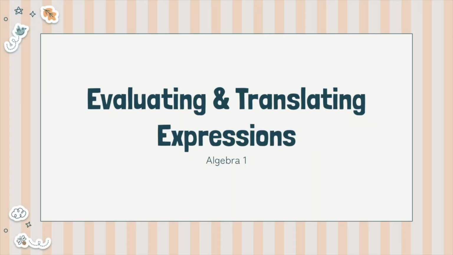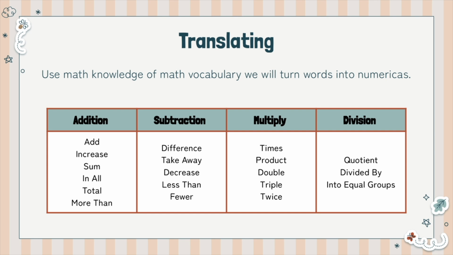Welcome back. Today we're going to be talking about evaluating and translating expressions. So let's go ahead and take a look at some key terms we need to know. Here are some key vocabulary terms we need to know for translating. They're words that talk about addition, subtraction, multiplication, and division. Are these the only terms that exist for these words? No, but these are a good foundation for us to get started with. So now let's put them to use in example A.